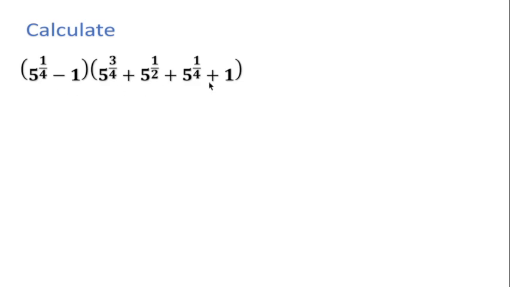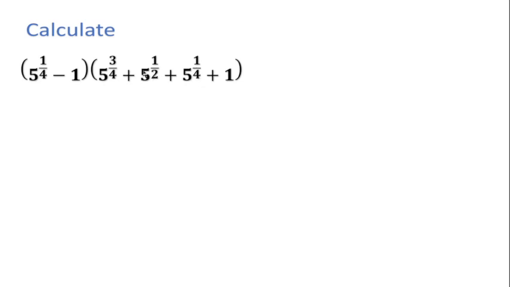Now I'm going to solve this question. We have to recognize the pattern which is used in this question. As we can see in this expression, here 5 to the power 1 by 4, here 5 to the power 3 by 4, 5 to the power 1 by 2, and 5 to the power 1 by 4 are used. So 1 by 4 is the maximum which is used.